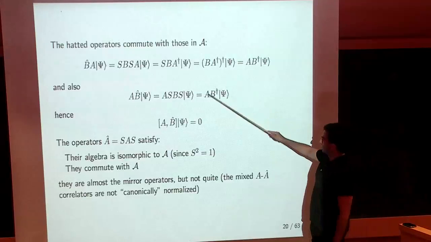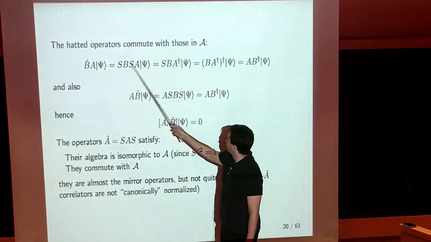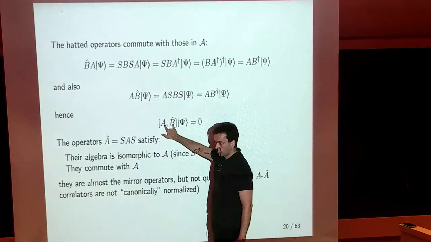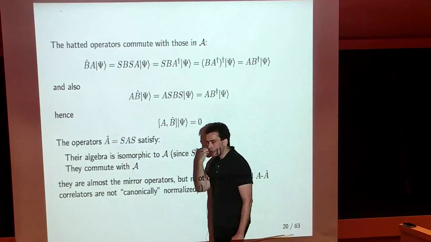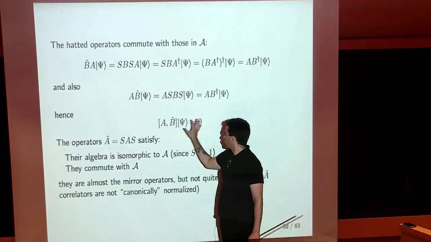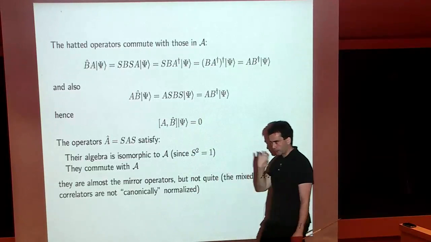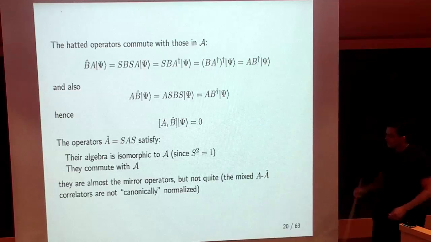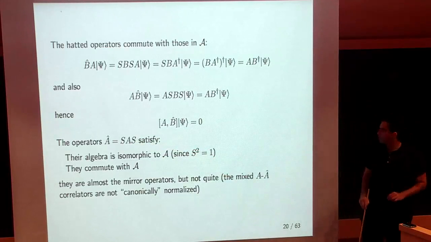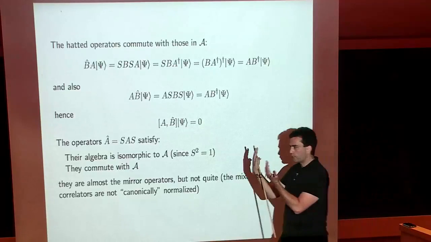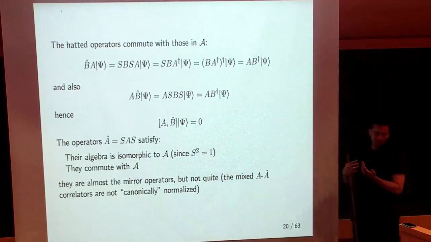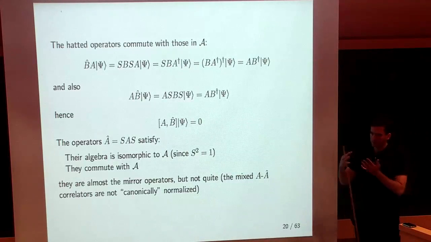Here is the proof. You just follow the definition, and following these two lines, you can prove that the commutator of any element of the algebra A with any element which has been conjugated from the left and the right by this object S is 0 when acting on this subspace. So these operators are almost what we need for the interior of the black hole, but not quite, because if you compute the 2-point functions between A hat and A, they don't quite have the canonical form that we expect from, let's say, the Hartle-Hawking state.